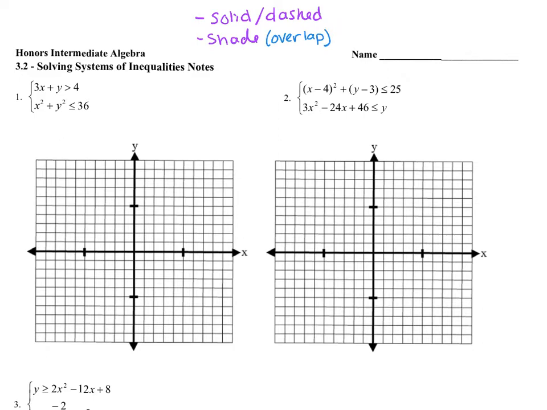So when I look at this first equation in number 1, this is a linear equation. So to graph this, I'm going to solve for y. So I'm going to minus the 3x to the other side. And I'm going to graph this line. So it starts at 4, has a slope of -3.